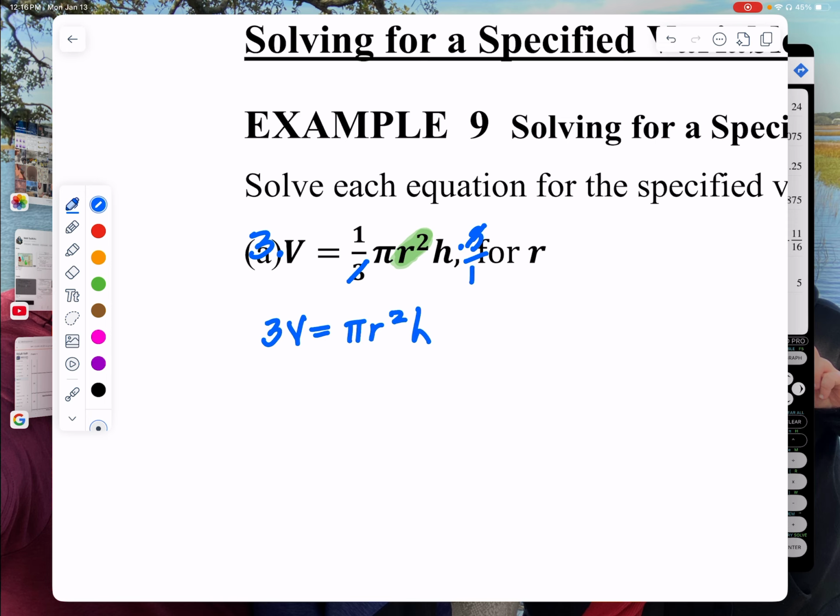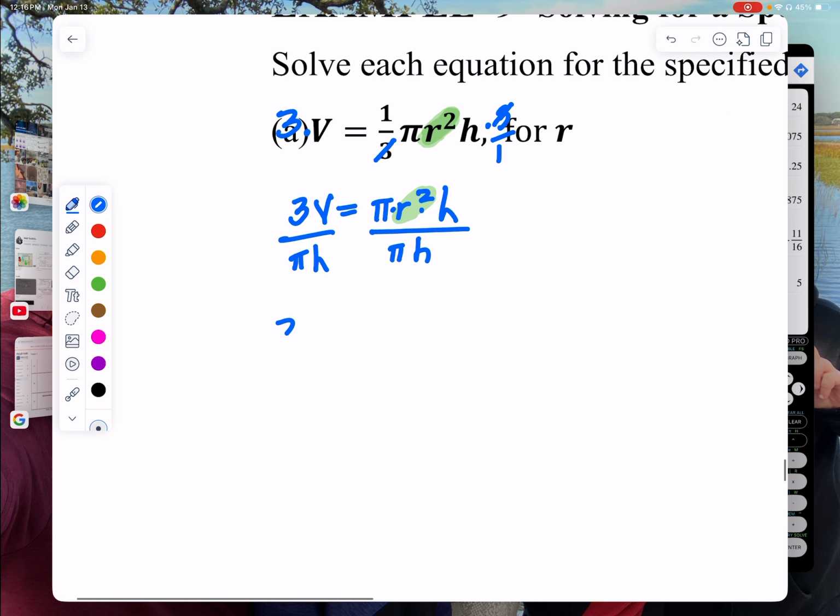All right. Now, I still need to get this guy by itself, r squared. Notice that these guys are just multiplied, right? The way you undo multiplication, remember, is division. So I'm just going to divide by pi h. So I get 3v over pi h is equal to my radius squared. They didn't ask for radius squared, right? They asked for the radius. How do I get rid of the square? Remember, you just take the square root of both sides.